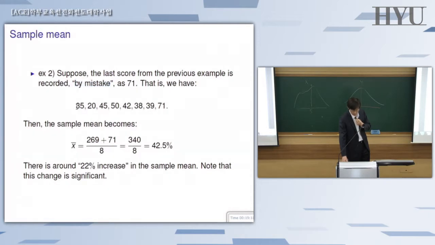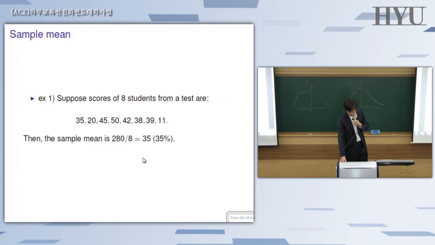So you keep the sum of the previous 7, the sum of 35, 20, all the way to 39, which is the second last one. So that's 269. Simply replace this last entry 11 by 71, because number 7 and number 1 might look a lot like each other to some people, although not to me. And then the new sum is going to be 340 instead of 280 if the computation was correct.